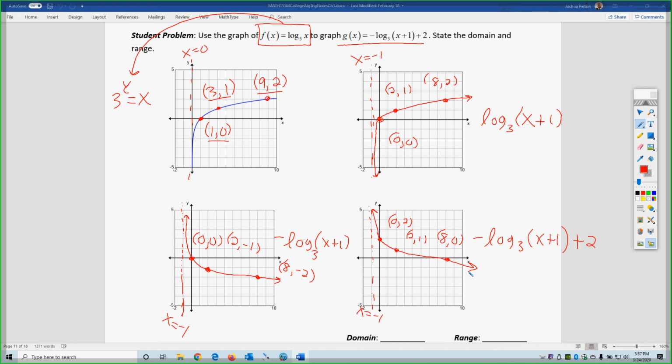So I went forever down and forever up, but I can't go past negative 1 on the left side, but I am going for the right forever. So there's our final domain and range. And that is the end of part 3.